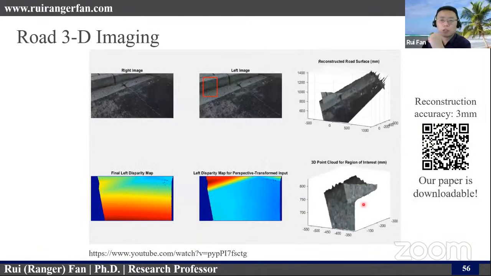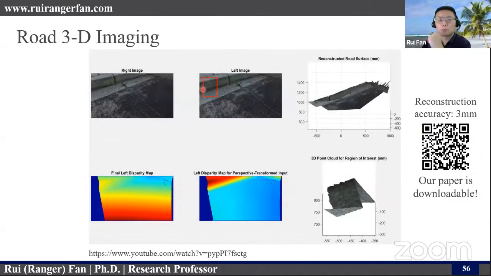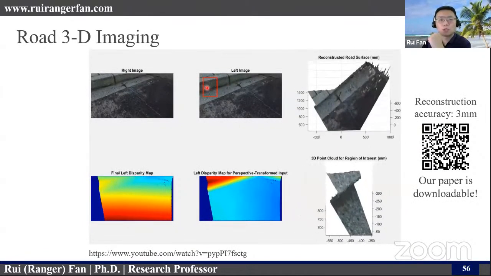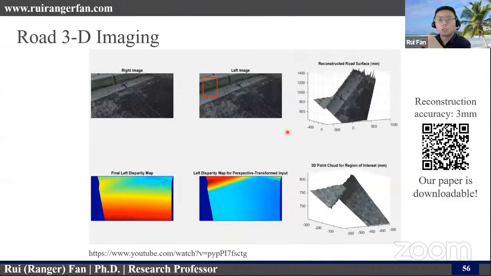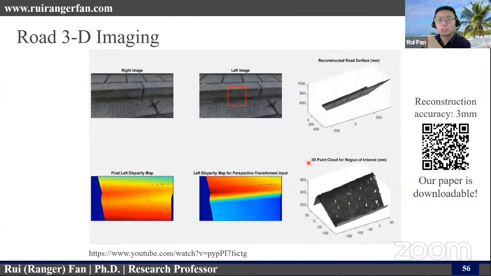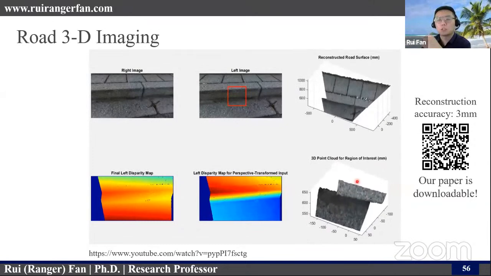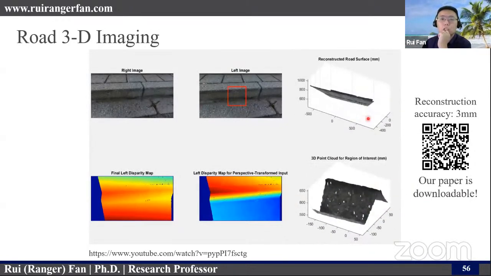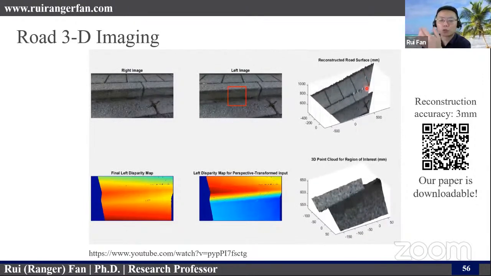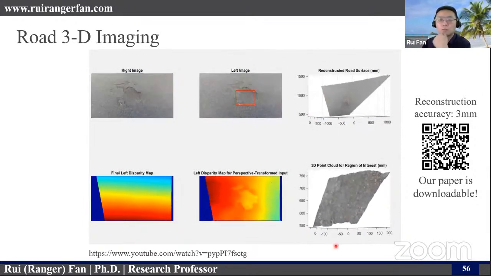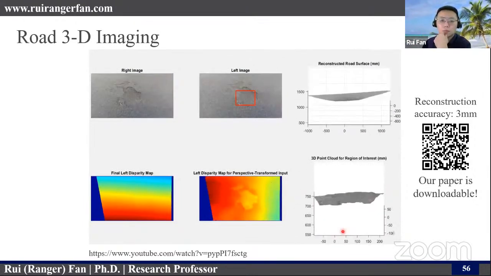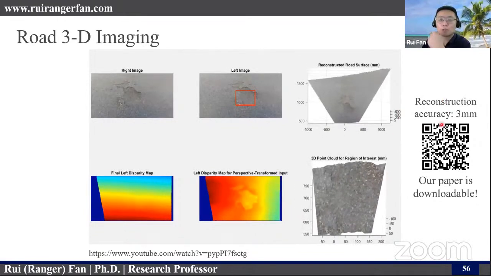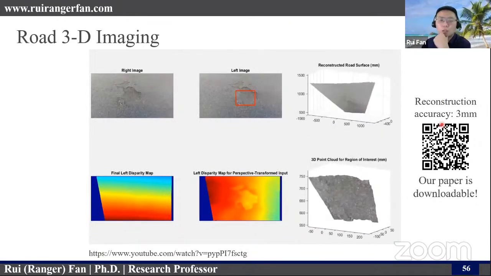I put a demo video here. This red block is a region of interest. I just select a region of interest and zoom in to show it more clearly. This one is a reconstructed 3D geometry model. And the reconstruction accuracy is 3 millimeter.